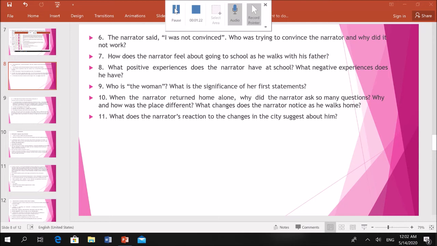Number 8: What positive experiences does the narrator have at school? What negative experiences does he have? So question number 8 asks about the positive and the negative experiences that the boy experienced at school. Question 8 بيسأل عن إيه التجارب الكويسة والتجارب السيئة اللي الولد شافها في المدرسة. طبعا the positive things: he made friendships, new friendship, he learned a lot of things, he started to sing, to play games, to learn languages or to study languages, mathematics and so on.